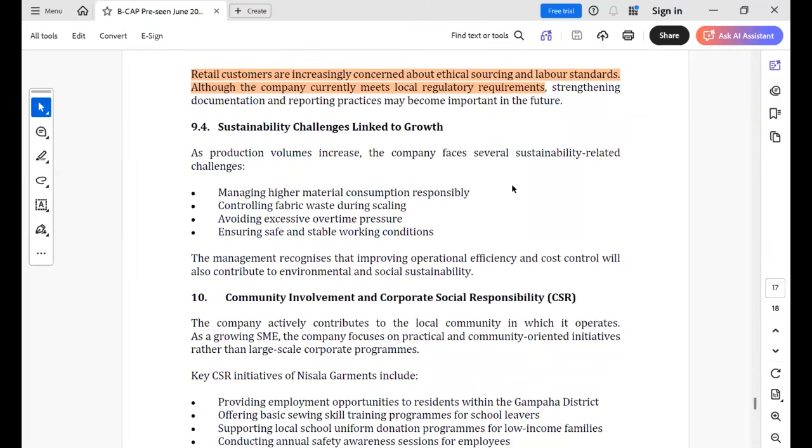Then sustainability challenges linked to growth. As production volume increases, the company faces severe sustainability-related challenges: managing higher material consumption, controlling fabric waste, avoiding excessive overtime, ensuring safe and stable working conditions. So there must be proper policies and systems in place before they address this issue, right? So those are what I notice as sustainability-related challenges, right? Weaknesses.